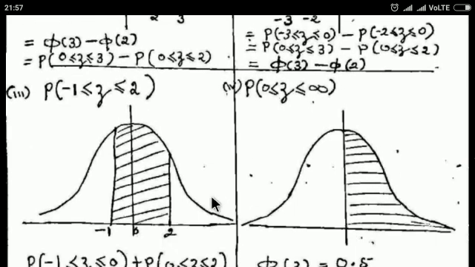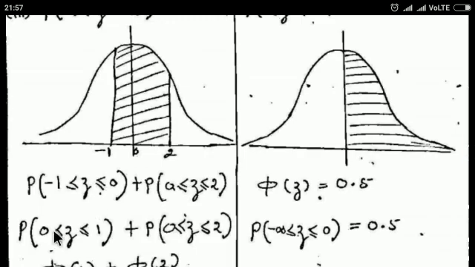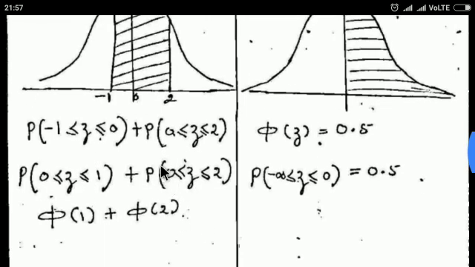Now let's look at this. Probability of z lying between minus 1 and 2. So this is minus 1 and this is 2. So we are interested in finding the area of this shaded portion. So how will I write it? Probability of z lying between minus 1 to 0 plus probability of z lying between 0 to 2. Now minus 1 to 0 can be written as 0 to 1, plus this is 0 to 2. We know that probability of z lying between 0 to A is phi of A. So this is phi of 1 plus phi of 2.